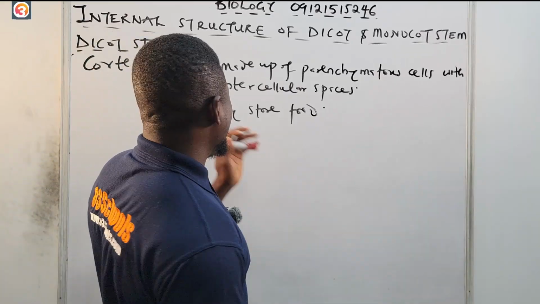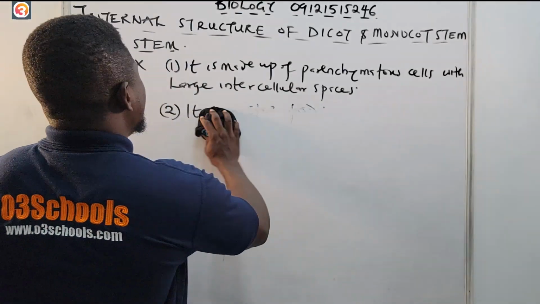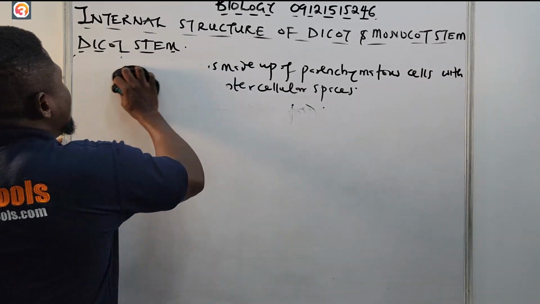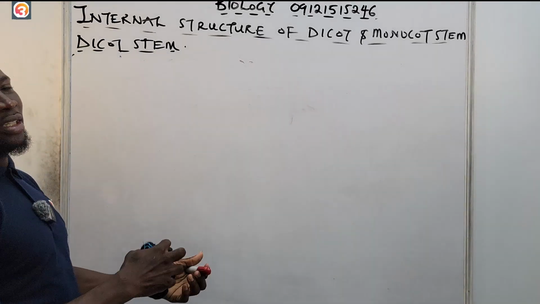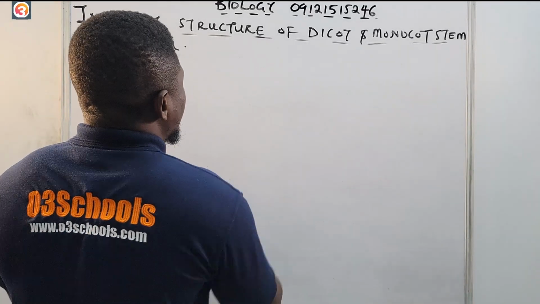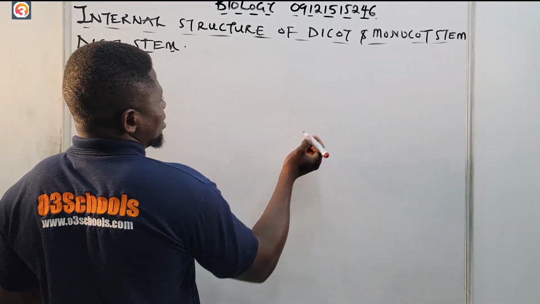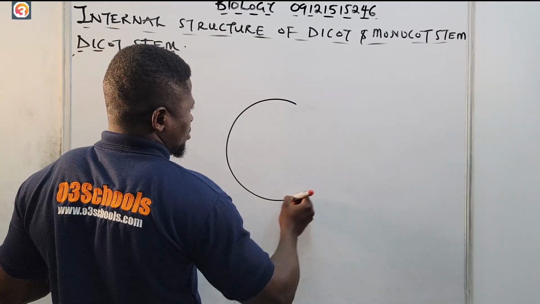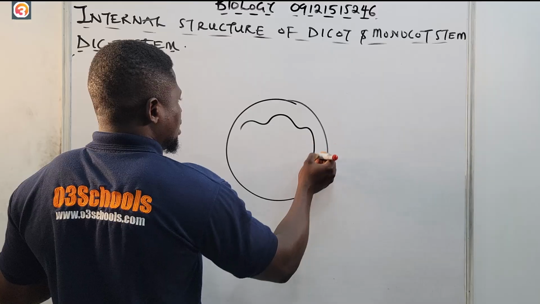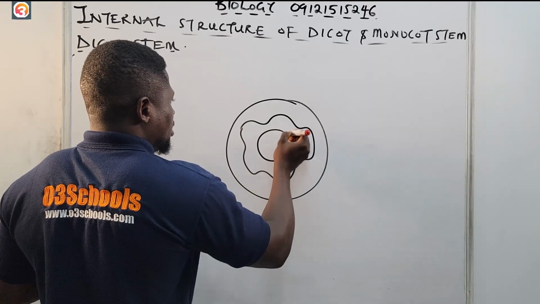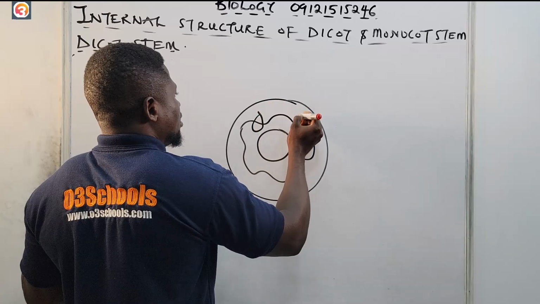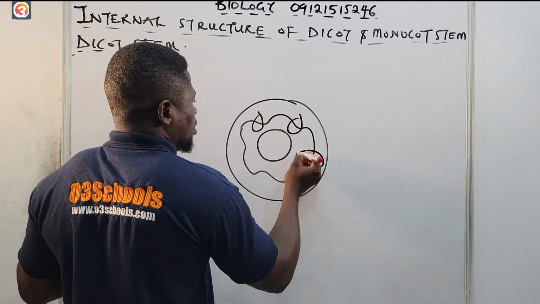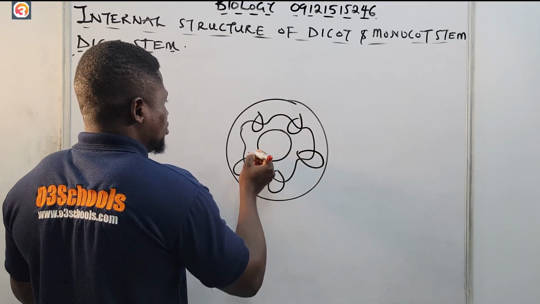Store food. After the cortex we now have the endodermis. Know that the endodermis is the innermost layer of the cortex. This is how the dicot stem looks like, something like this. Then you now have some of this oval shape. This is how the dicot stem looks like.